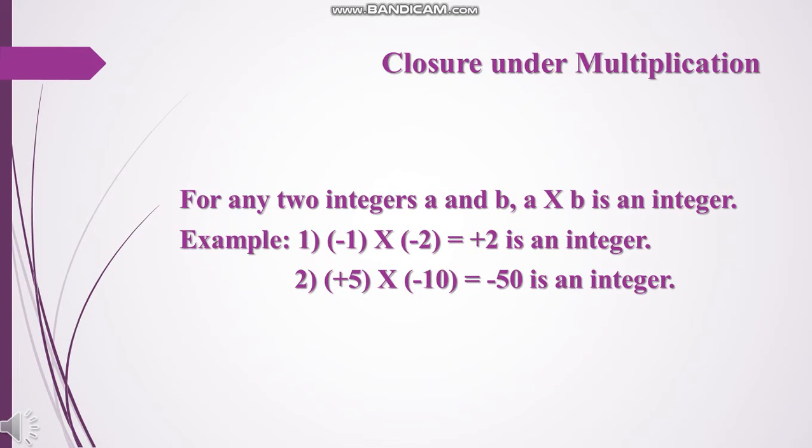The first property, closure under multiplication. For any two integers a and b, a into b is an integer. For example, minus 1 into minus 2 is equal to plus 2, which is an integer. Another example is plus 5 into minus 10 is equal to minus 50, which is an integer.